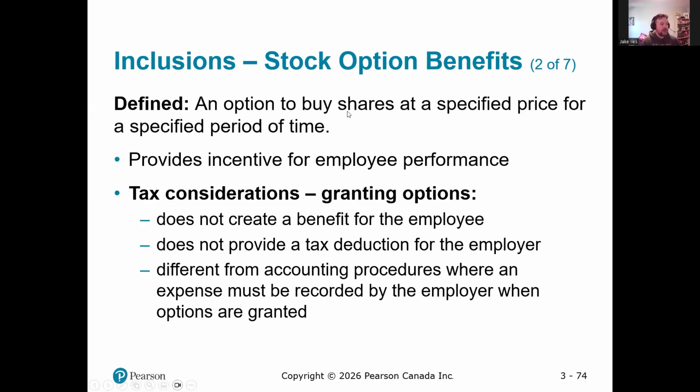So an option to buy a share is defined at a specified price for a specified period of time. You work for the company, so we're going to give you a $5 discount on the stock shares for 2 years. The timing's called vesting, but I'm not going to worry too much about the nomenclature. But it's supposed to provide incentive for employee performance.